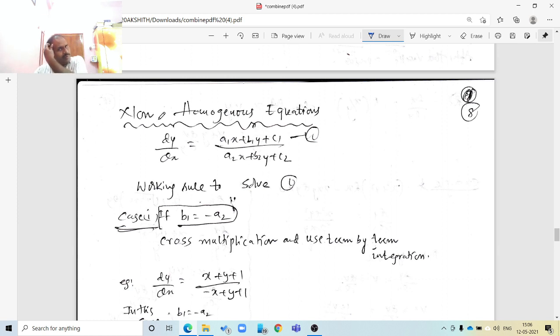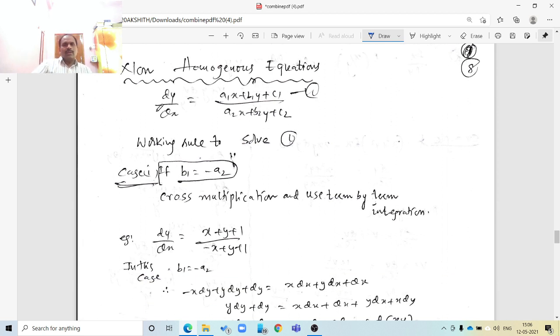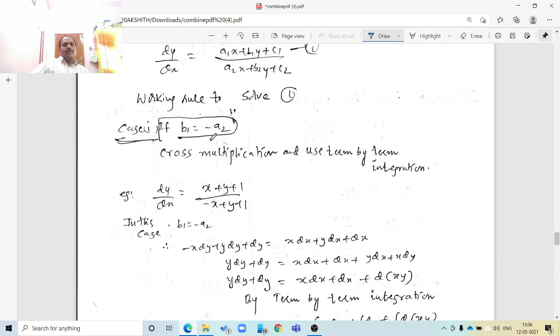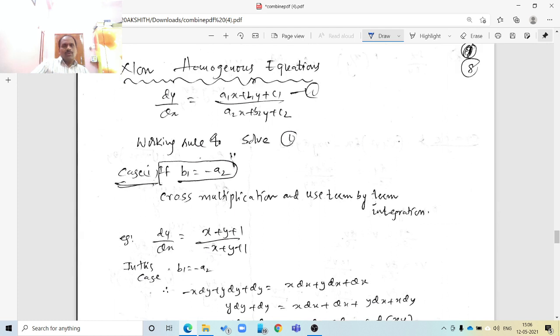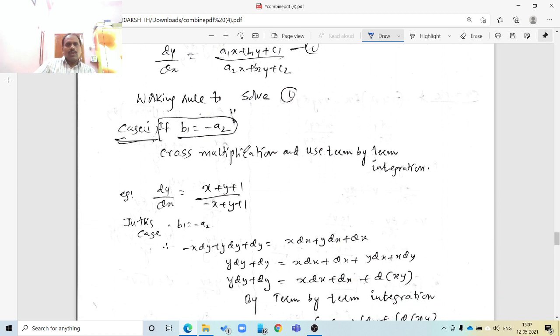So the first one is the variable separable method, the second one is the homogeneous equation, and the third method is the non-homogeneous equation. So dy by dx is equal to a1x plus b1y plus c1 by a2x plus b2y plus c2, with c1 and c2 not equal to zero and the other conditions, of course. So the working rule is, again, we have three cases to solve this non-homogeneous equation. First case: if b1 is equal to minus a2, that means the coefficient of y in the numerator is equal to minus the coefficient of x in the denominator, then the process is cross multiplication and term by term integration.